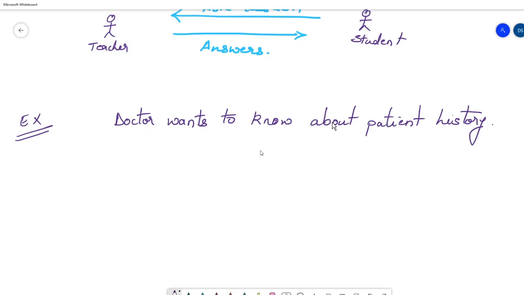You can see I have shared my screen. I have written a few questions on the whiteboard. You can make state diagrams based on these situations.